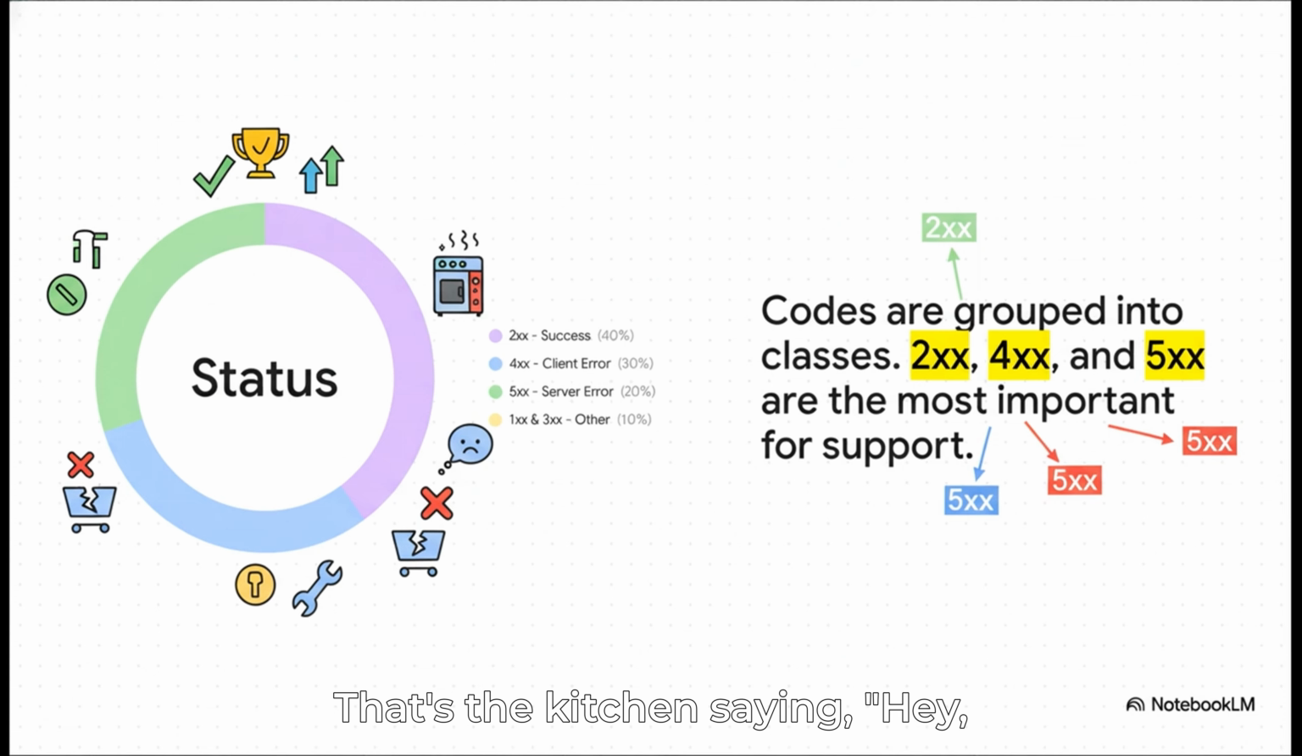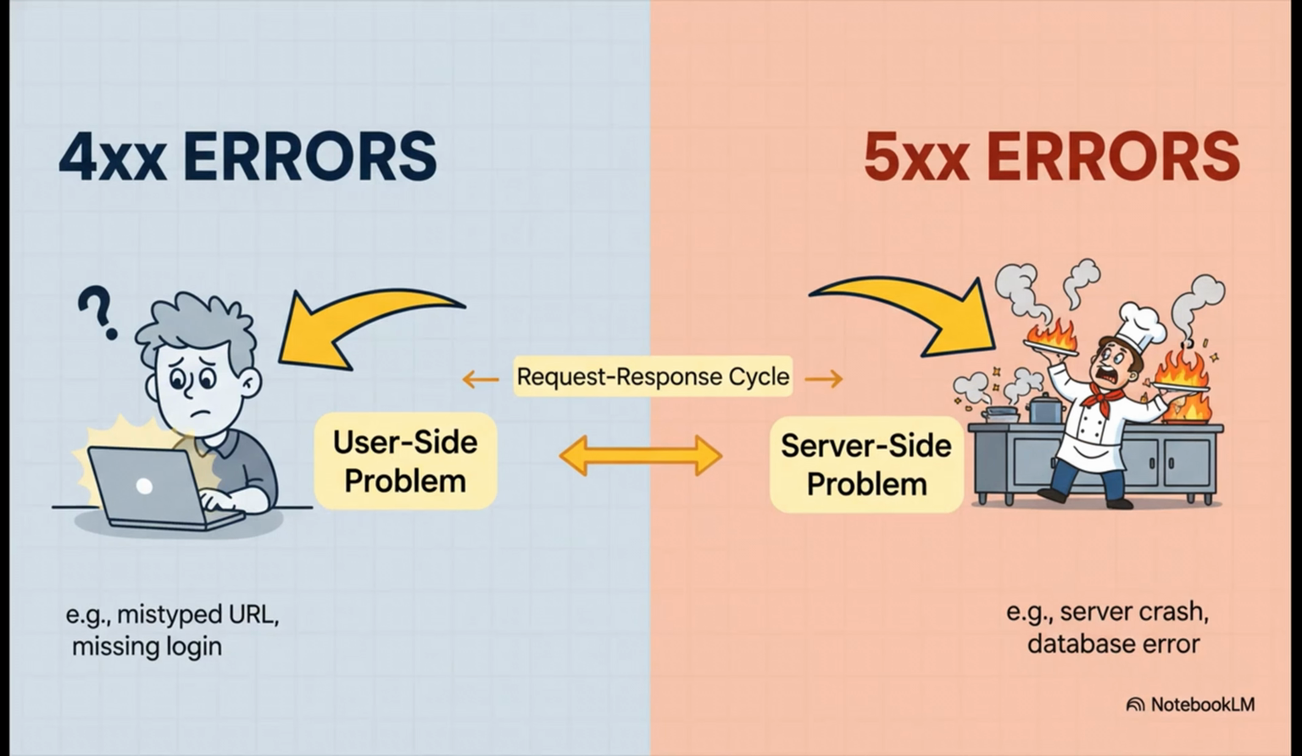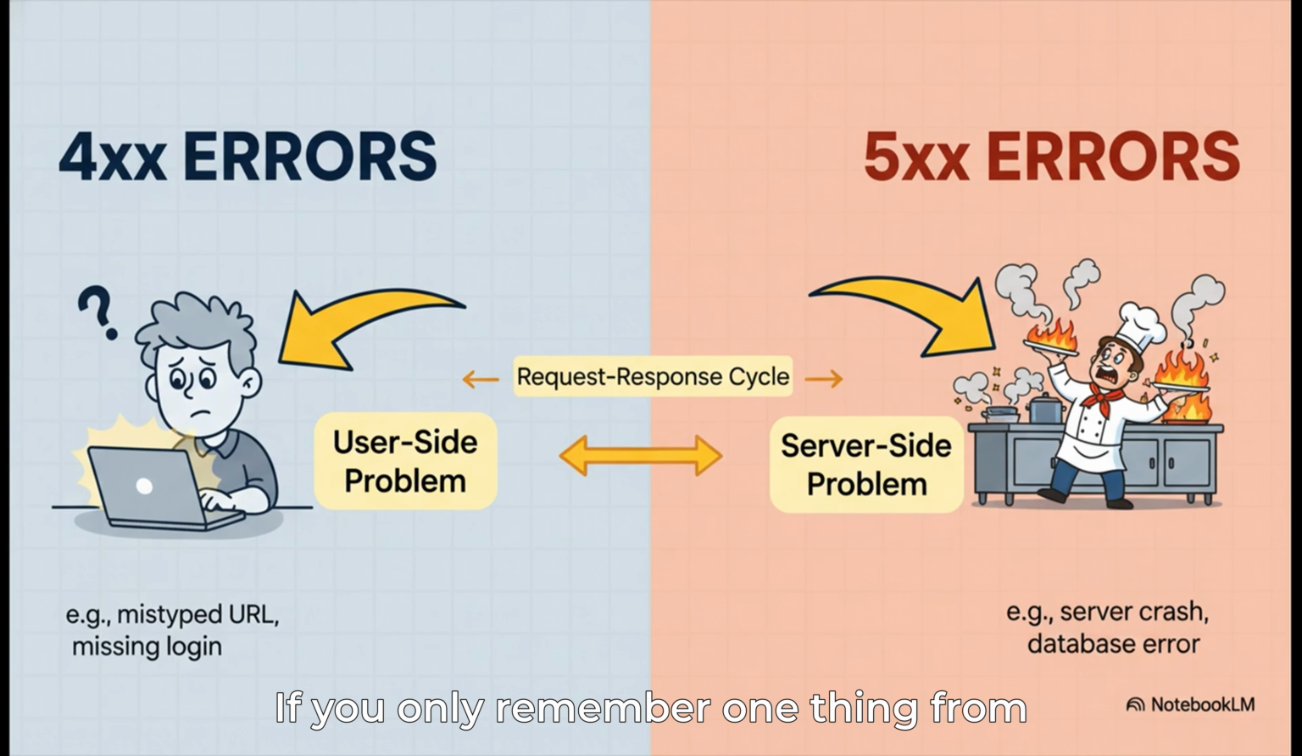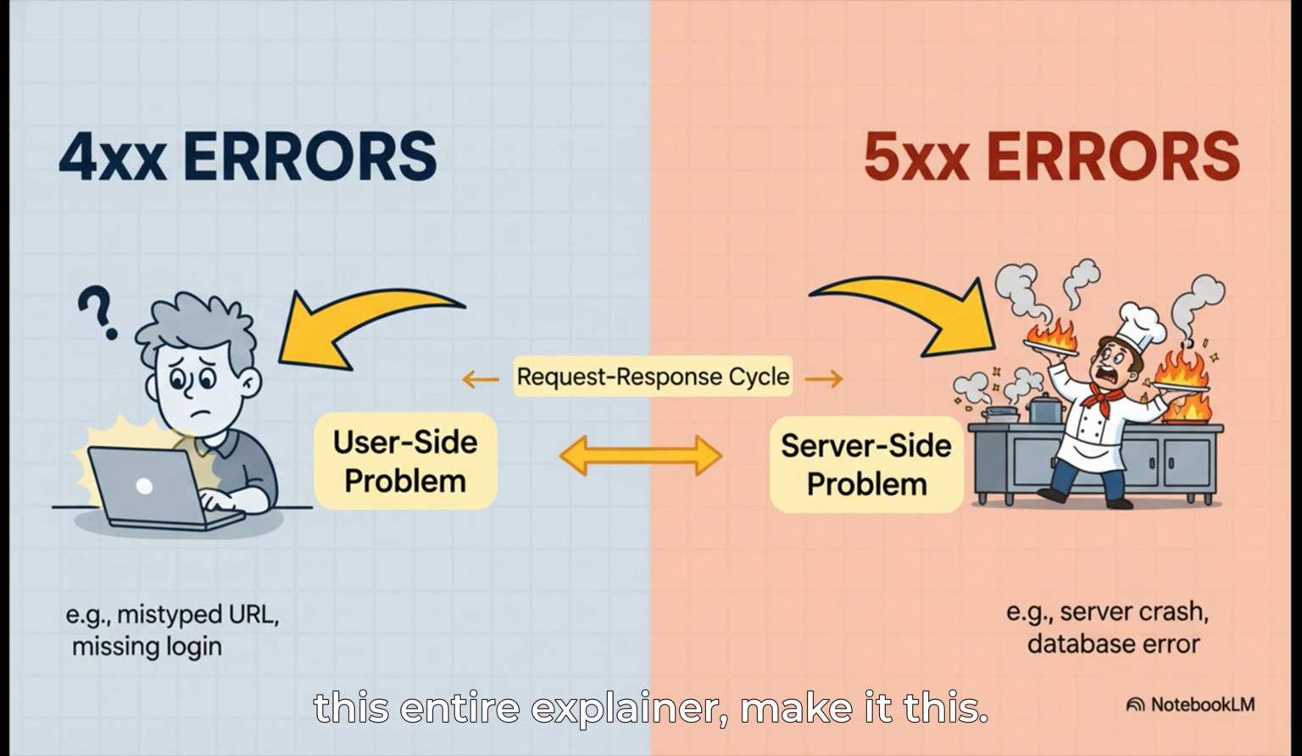That's the kitchen saying, hey, you, the customer, messed up the order. And codes in the 500s, that means server error. That's the kitchen's fault. For support, these 3 groups are basically all that matter. So here it is. If you only remember one thing from this entire explainer, make it this.